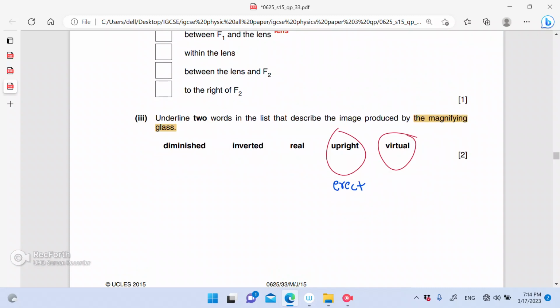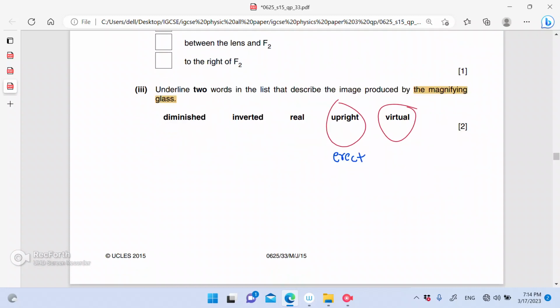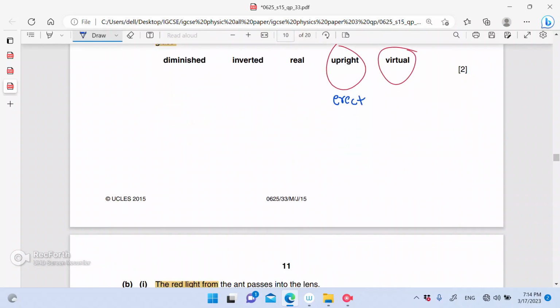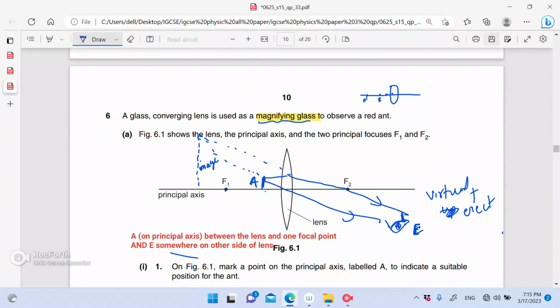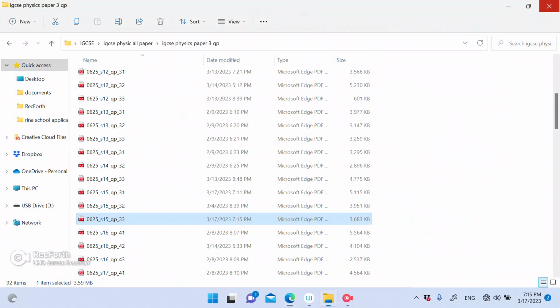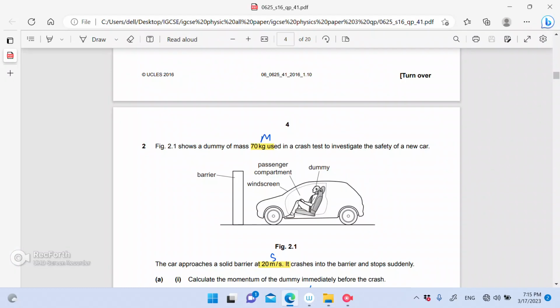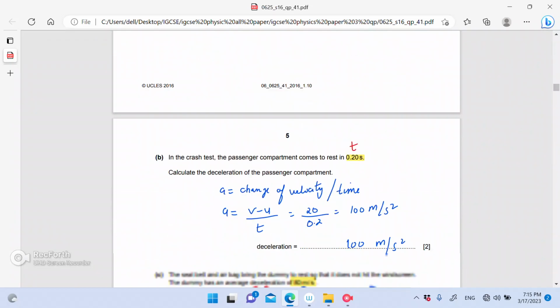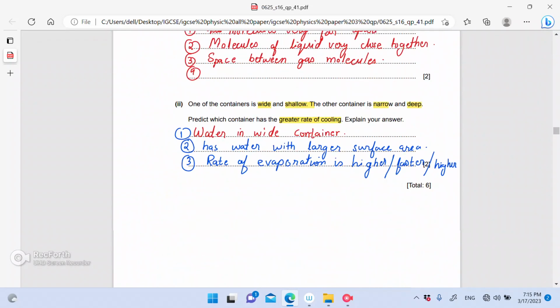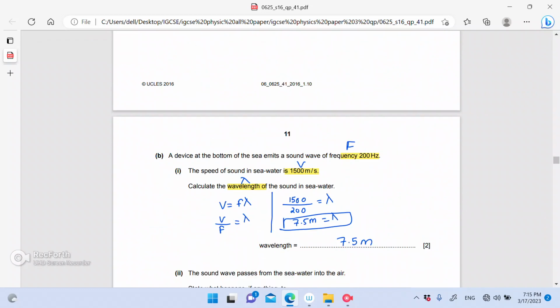Okay, underline two words in the list that describe the image produced by a magnifying glass. So you have learned the nature of the magnifying glass, that is virtual and erect. This is very easy if you learn those diagrams. If you don't learn those diagrams, then this will be very hard for you. So it's better to practice those 7 diagrams again and again. That will help you.